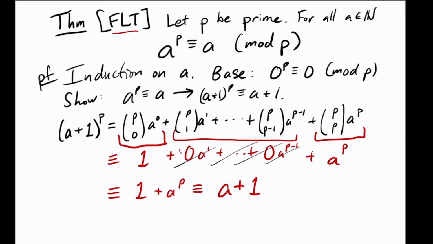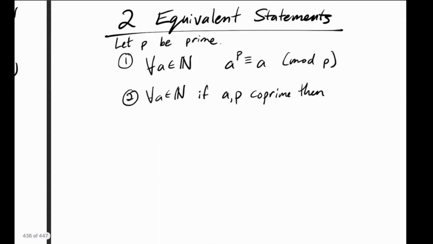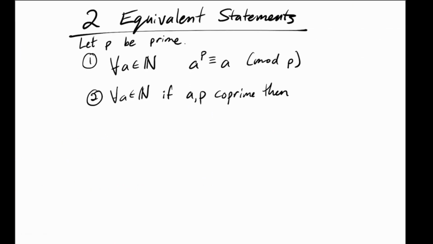I'll give you just a moment to look at this, let it sink in. That's really the whole argument. And you may see another equivalent version of this theorem. So this first thing is what we proved, right, is that for all a, a to the p is congruent to a. But one thing you often see is it written a little differently, which is that for all a, if a and p are co-prime, then a to the p minus 1 is congruent to 1 mod p.